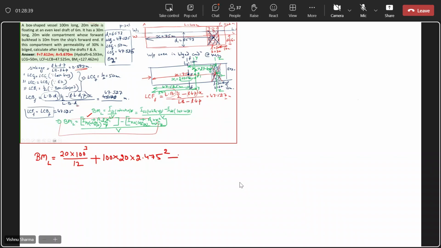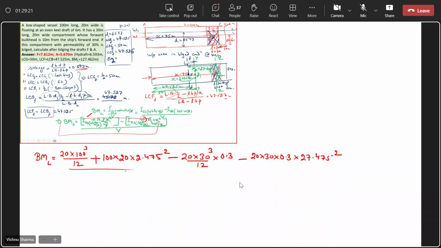Guys, what will be IZZ of the lost water plane in values? Tell me. 20 into 30 cube by 12. Anything else? Into 0.3. Very good, permeability. Somebody said 0.3. It's okay. Into permeability. Minus. This will also become minus. 20 into 30 into 0.3 is the lost water plane area. And into X2, which is in the diagram, 27.475 square.